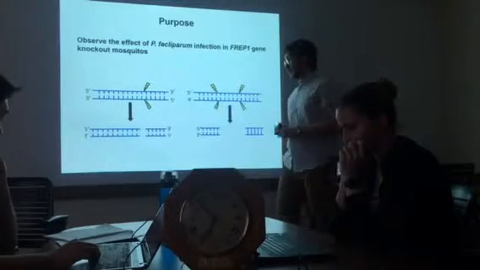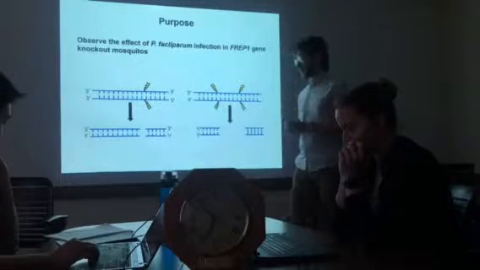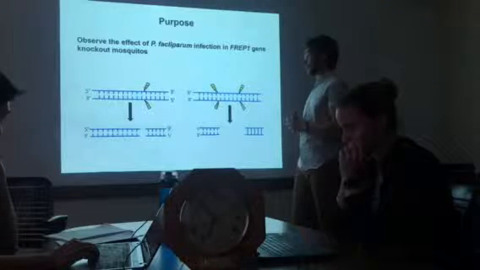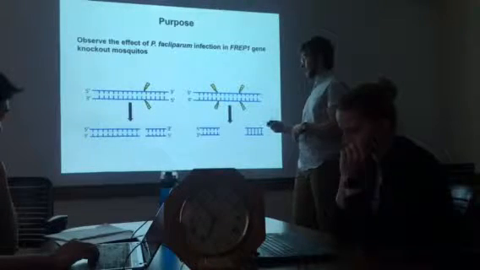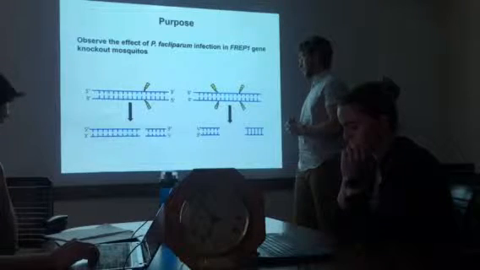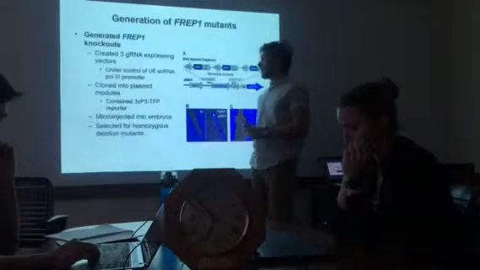So the purpose of this paper is to observe the effect that the Plasmodium falciparum infection has in FREP1 gene knockout mosquitoes by using CRISPR, by breaking up that gene, the DNA in the gene, and seeing what happens from there.